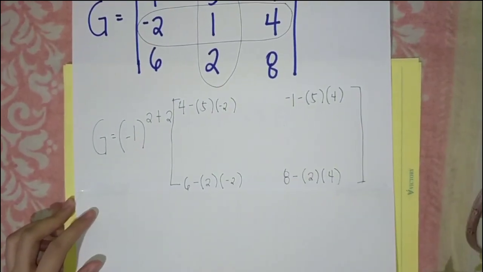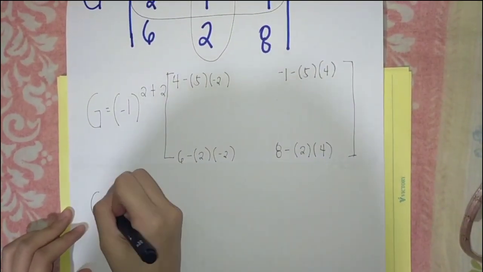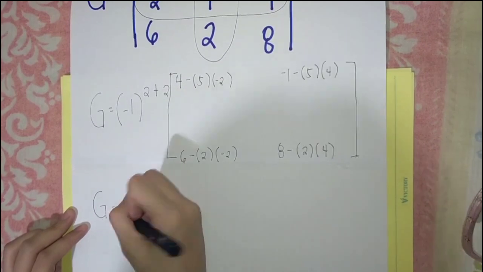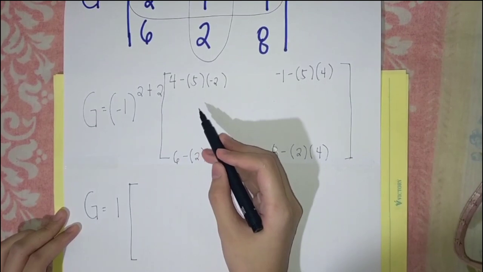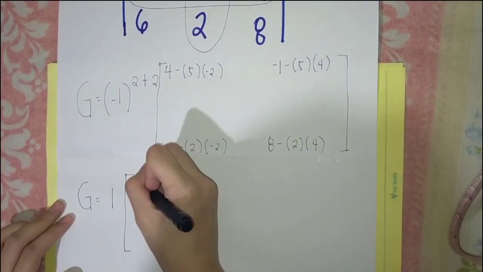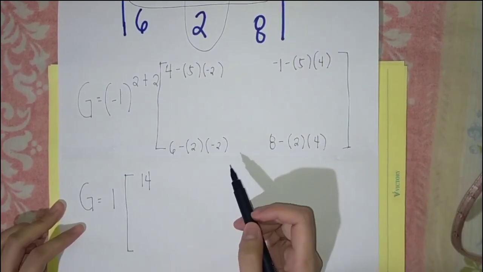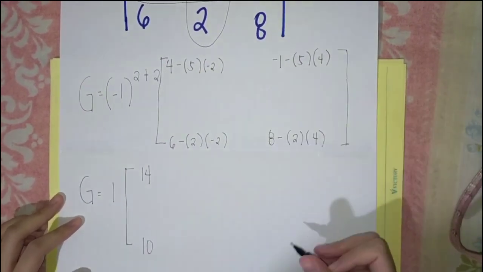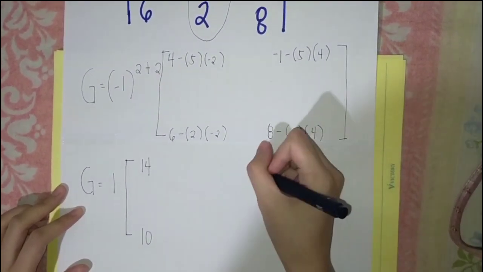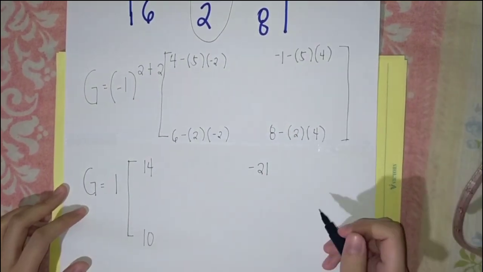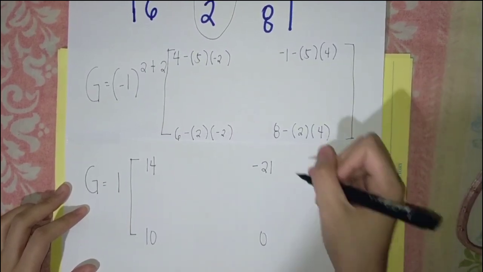Afterwards, we will subtract one by one. G equals 1 times the determinant. 4 minus 5 times negative 2 is 14. 6 minus 2 times negative 2 equals 10. Negative 1 minus 5 times 4 is negative 21. 8 minus 2 times 4 is 0.